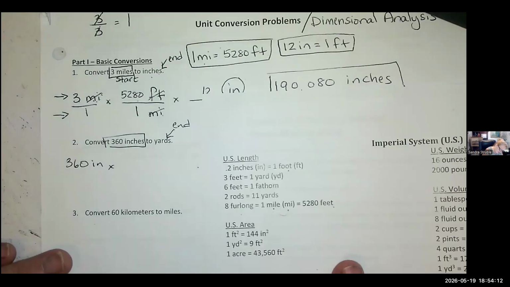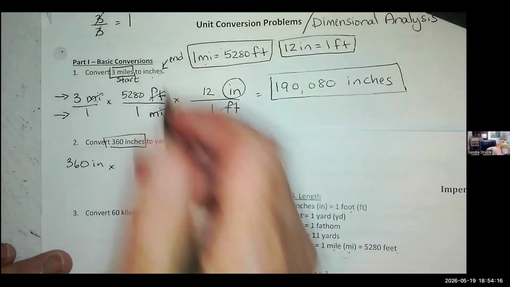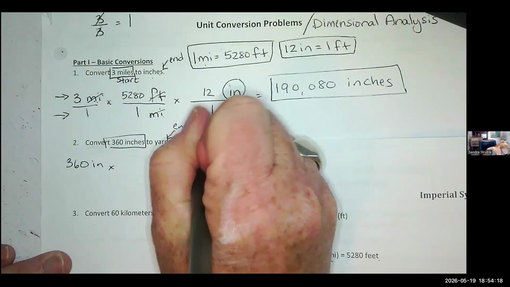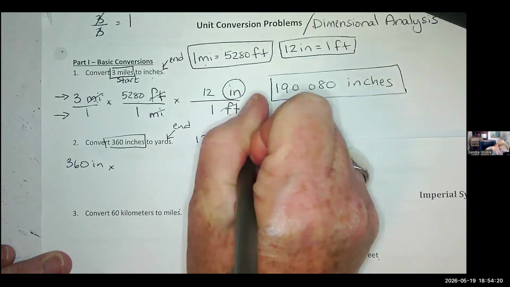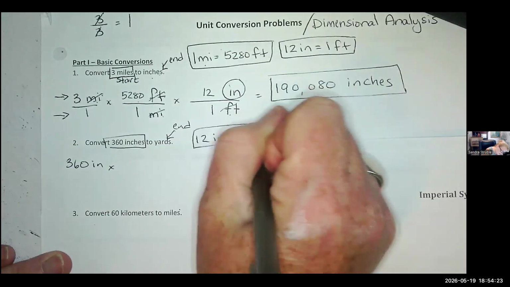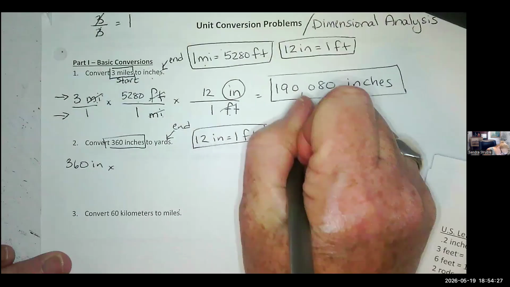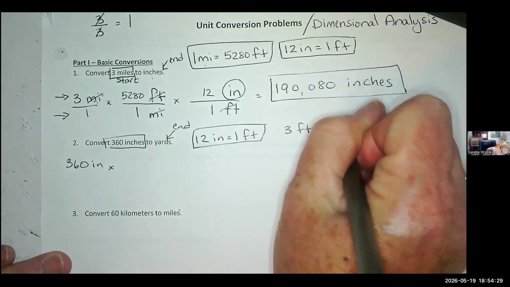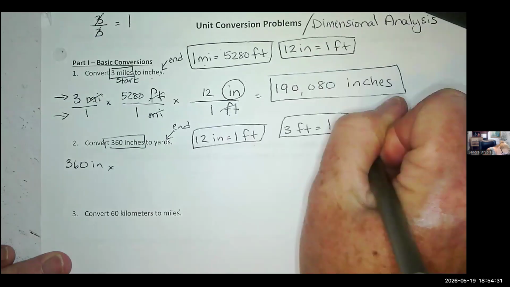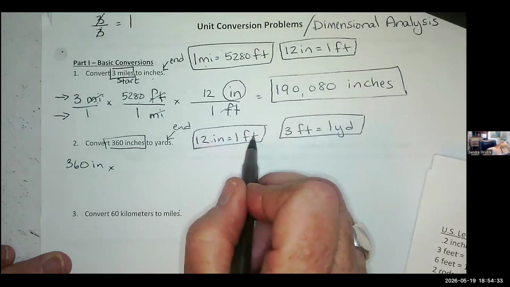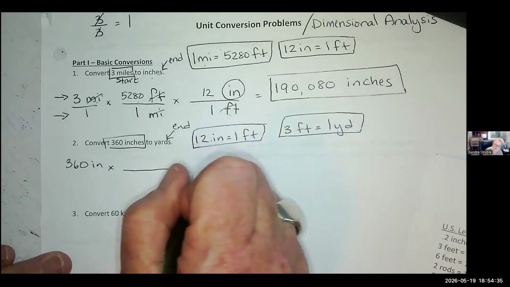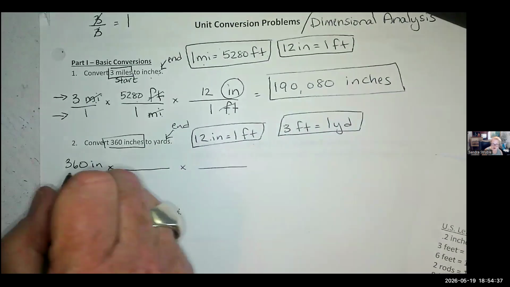All right, so I've got inches to foot. 12 inches is equal to 1 foot. There's one conversion I'm going to use. And then I can use 1 yard is 3 feet. 3 feet is equal to 1 yard. That will get me from inches to yards. Remember, put this over 1 if it makes you more comfortable. Totally your choice.